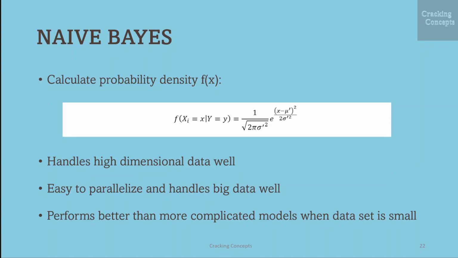Even though the naive assumption is rarely true, the algorithm performs surprisingly well in many cases. It can also handle high dimensional data well, and it is easy to parallelize and handle big data also. It performs better than more complicated models when the data set is small.